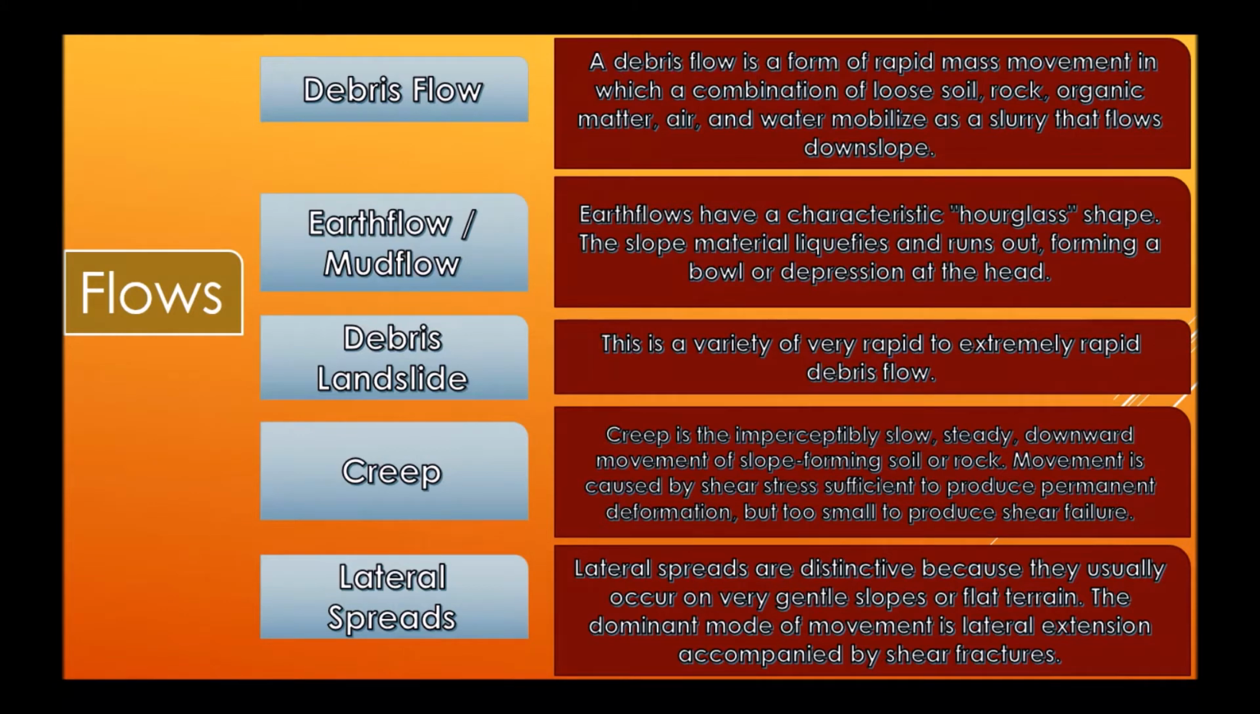Debris landslide. This is a variety of very rapid to extremely rapid debris flow. Creep. Creep is the imperceptible, steady downward movement of slope-forming soil or rock. Movement is caused by shear stress sufficient to produce permanent deformation but too small to produce shear failures. Lateral spreads. Lateral spreads are distinctive because they usually occur on very gentle slopes or flat terrain. The dominant mode of movement is lateral extension accompanied by shear fractures.